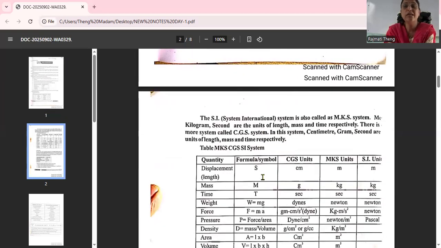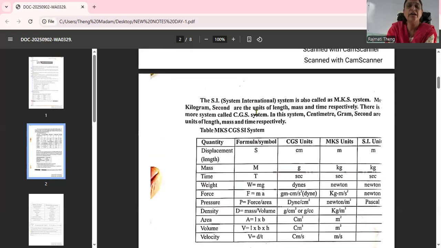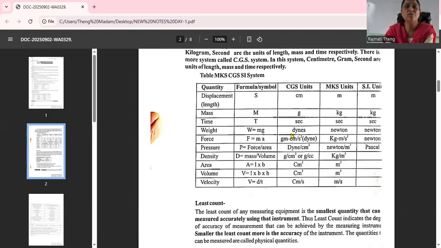So there are three systems: SI or System International, also known as MKS system. There are three systems, MKS system, CGS system and FPS system. So first, we see the units in the different systems. In the MKS system, meter, kilogram, second are used for length, mass, time. In the CGS system, centimeter, gram, second are the units of the length, mass and time respectively. Now see some fundamental quantities, some physical quantities and their unit, formula, unit in the CGS, then in MKS system.